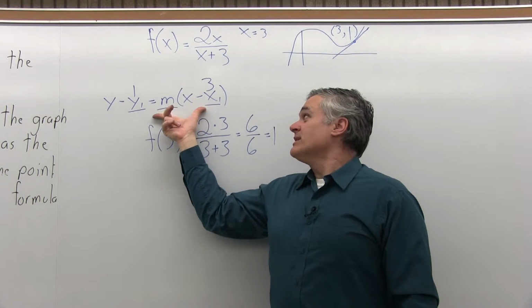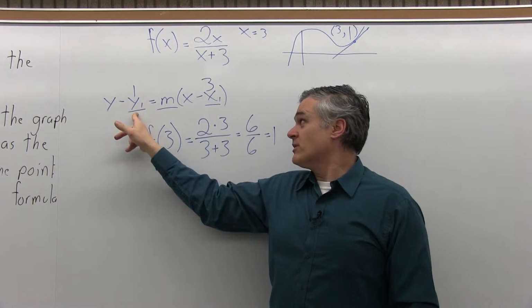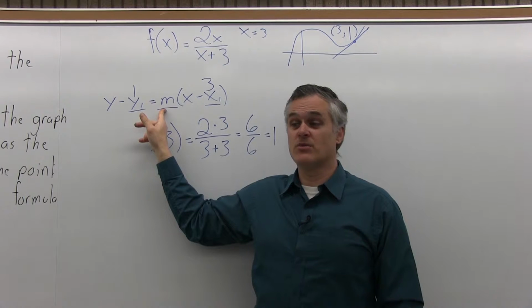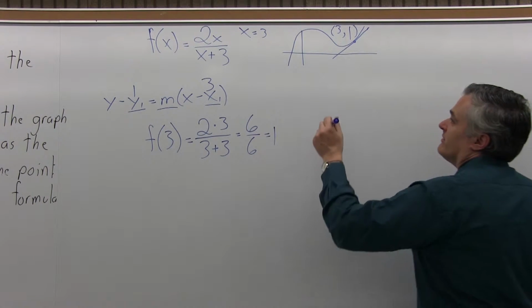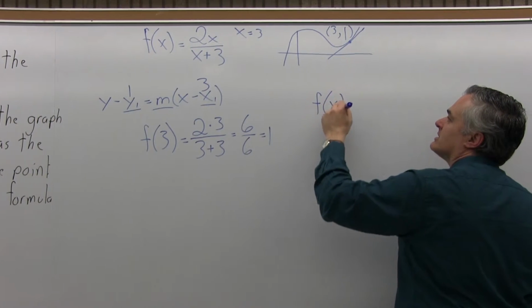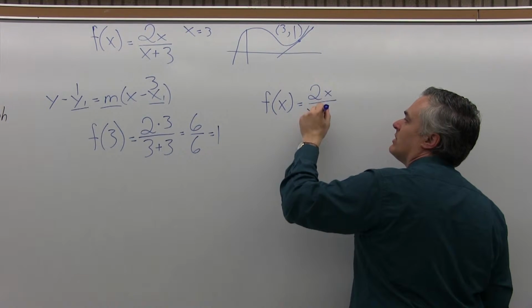So of the 3 things that need a number value, we have the number value for 2 of them. We have the number value for the y1 and for the x1. We have to just find it for the m, the slope. And we find that by finding the derivative. So the derivative of, let me write the function over here, f of x equals 2x over x plus 3.